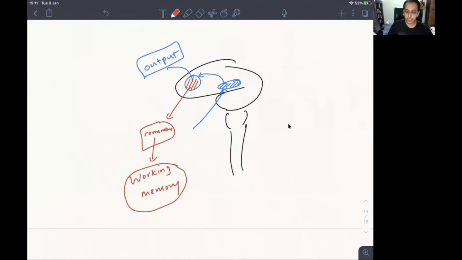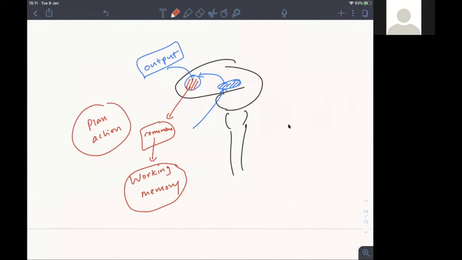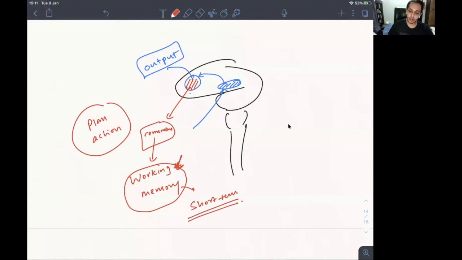So for the time that your frontal lobe needs to plan its action, whether that planning is over a few seconds or microseconds or for a few minutes or longer, for that much time the frontal lobe is able to hold information. So this is called working memory, and this also leads to short-term memory. Whereas if you want to remember it for a long time, then the frontal lobe will send it to the thalamus. The thalamus will send it to the hippocampus, and the hippocampus will cause long-term memory.